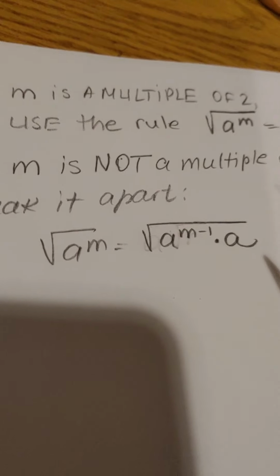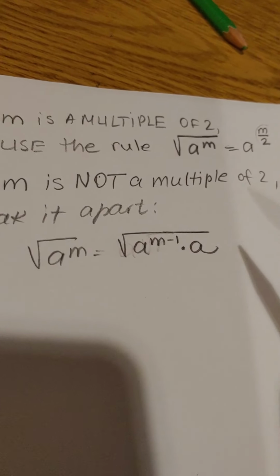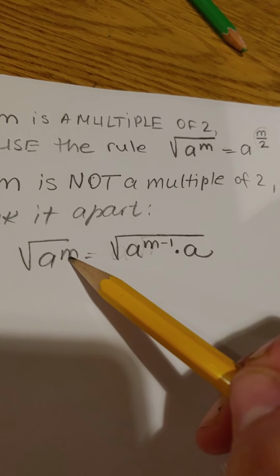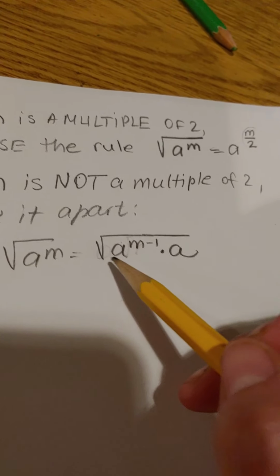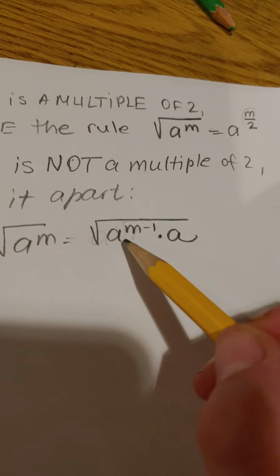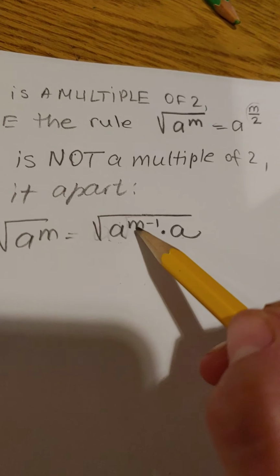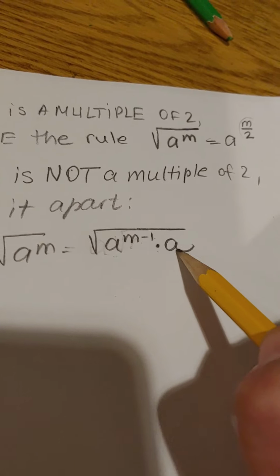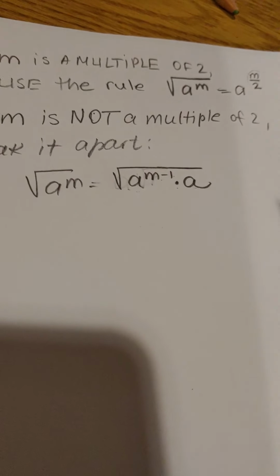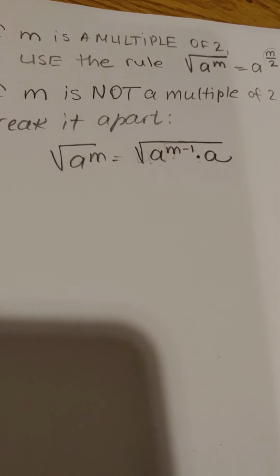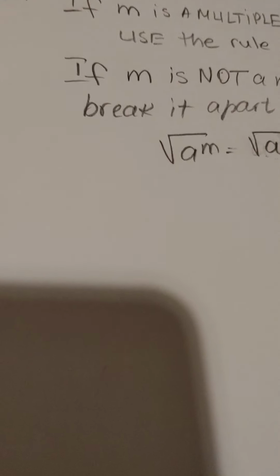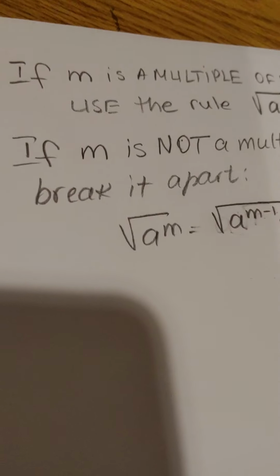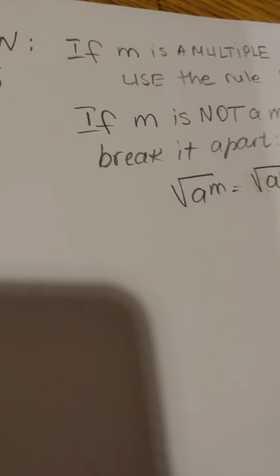If we are dealing with the situation when m is not a multiple of 2, which is an odd number, we are going to break this apart. That's how we're going to break it apart: a to the m minus 1 times a. I do understand that it might be a little bit unclear because it can cause some confusion, so I'm going to give you an example right away so you can see it, two examples for the first case and for the second case.